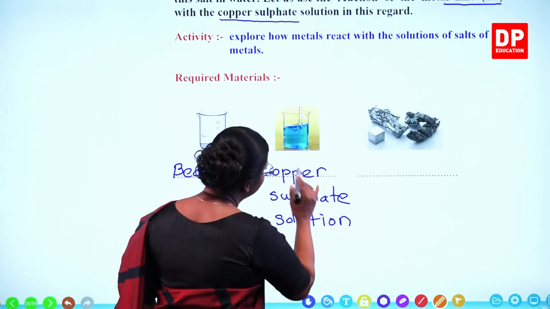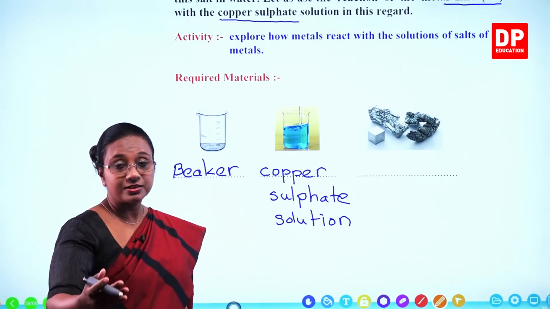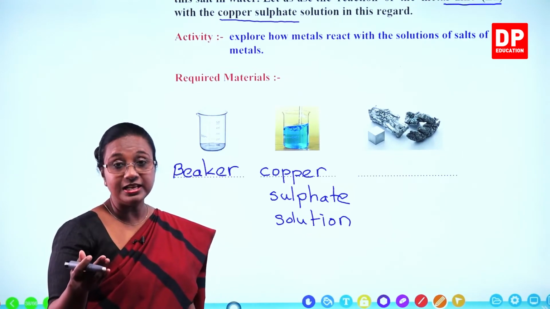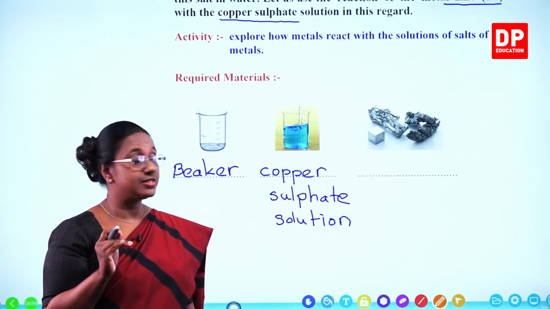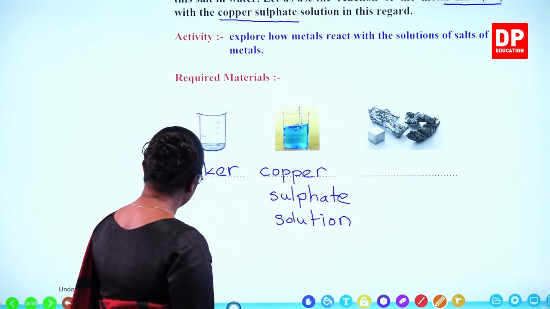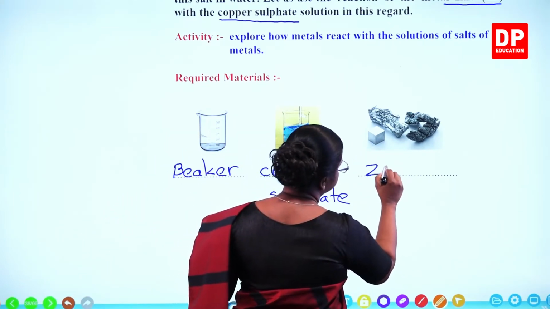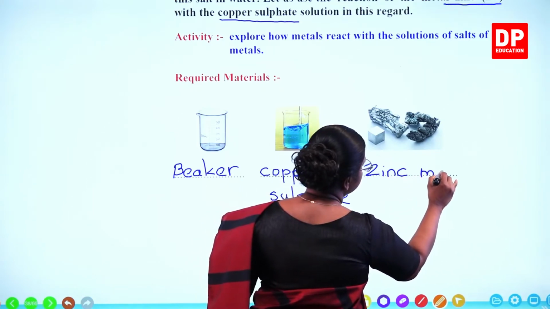If we don't have it in the solution form, if you have the copper sulfate solid, you can take a small amount of copper sulfate solid and dissolve it in distilled water to get the copper sulfate solution. Then we need the zinc metal.